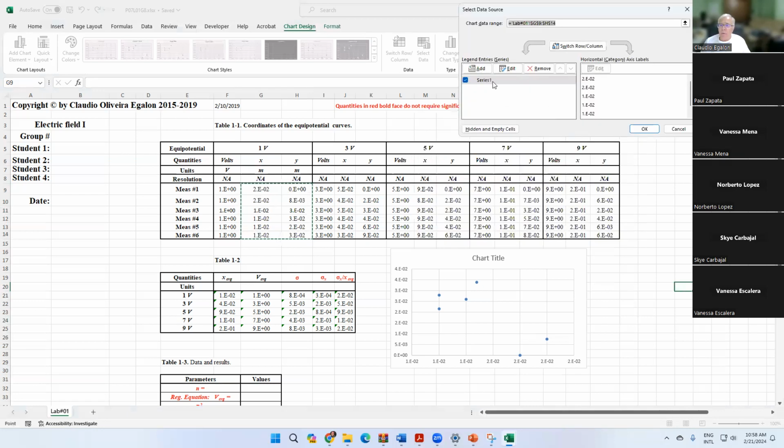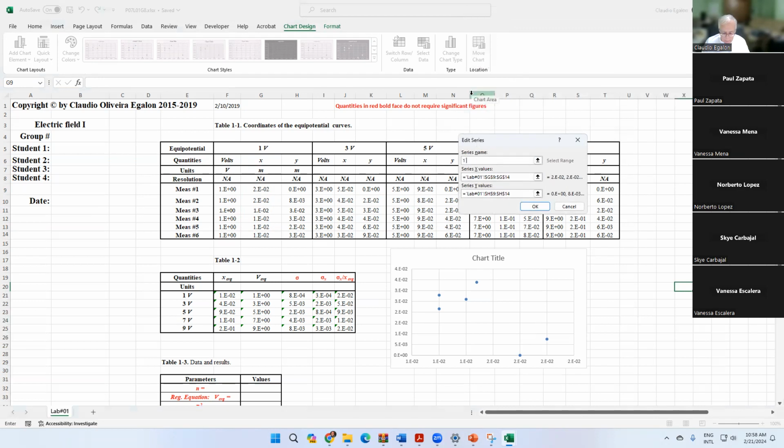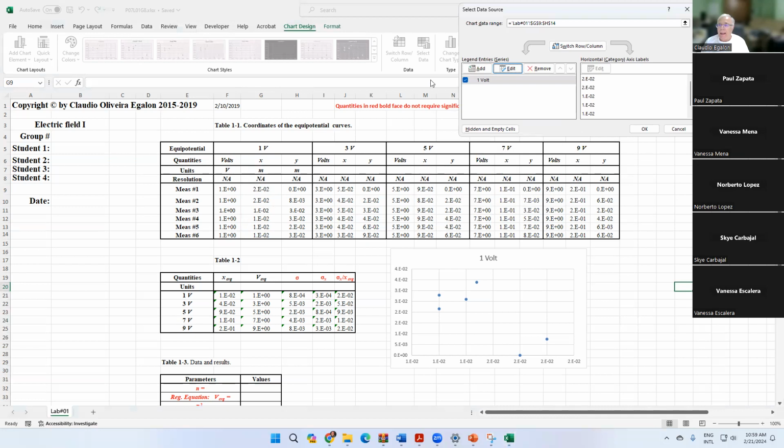The first thing that you want to do here, you want to rename the series. You highlight series, add it, and you write down 1 volt. Note the X values: G9 to G14. That's what it is, right? And the Y value is H9 to H14, right? Click OK. And now you have your series of 1 volt.